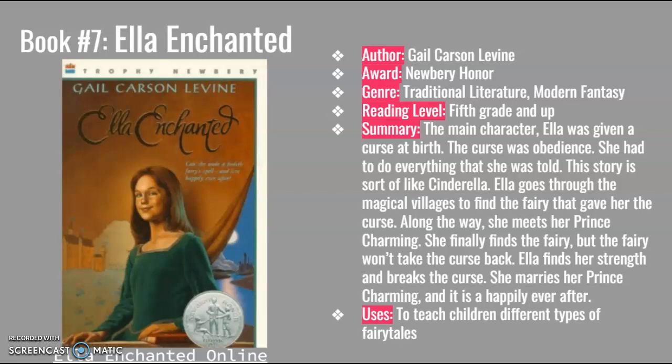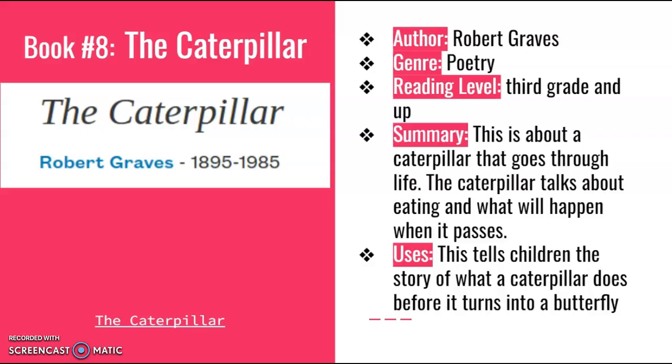And as she goes to find the fairy, she discovers magical villages and she meets her Prince Charming. And Ella decides to break the curse herself because the fairy will not break the curse. So she ends up breaking the curse and she marries her Prince Charming, and it is a happily ever after. And this is a great way to teach children different types of fairy tales.